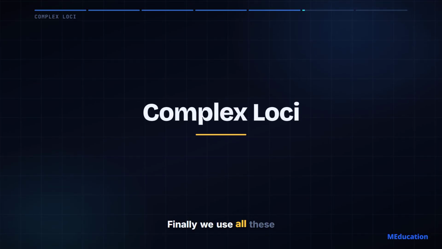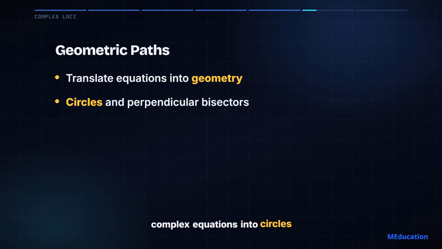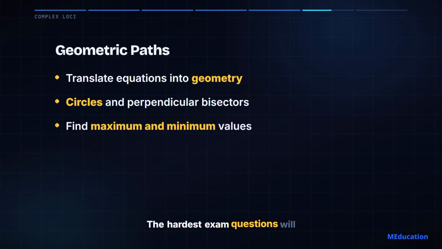Finally, we use all these tools to describe geometric paths or loci in the complex plane. You will learn to translate complex equations into circles, perpendicular bisectors, and half-lines. For example, an equation setting a constant distance from a fixed point is simply a circle. The hardest exam questions will ask you to find the maximum or minimum modulus on these loci.